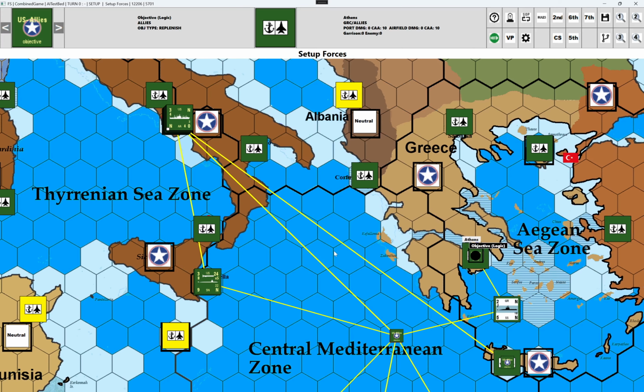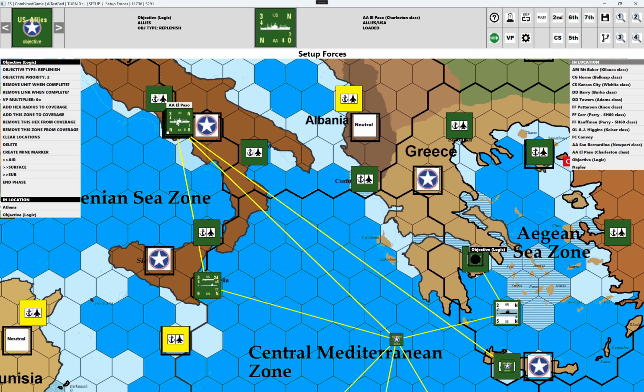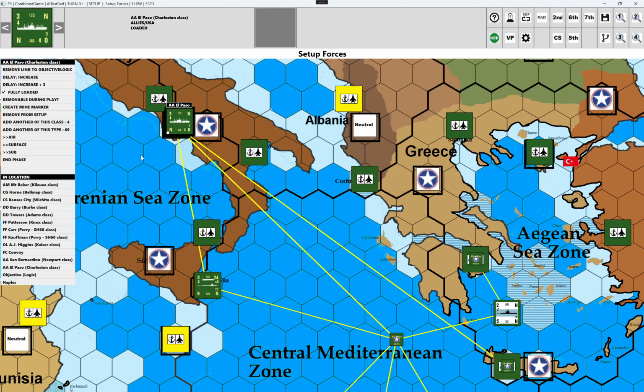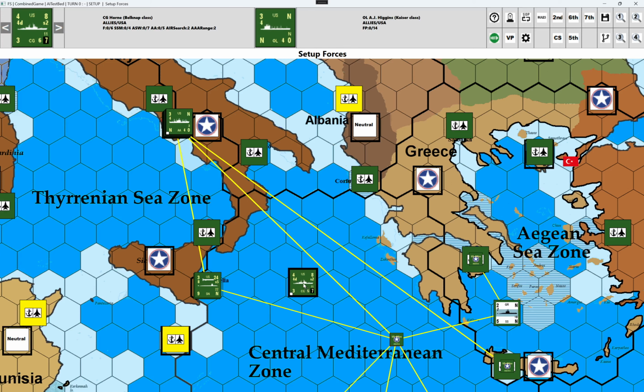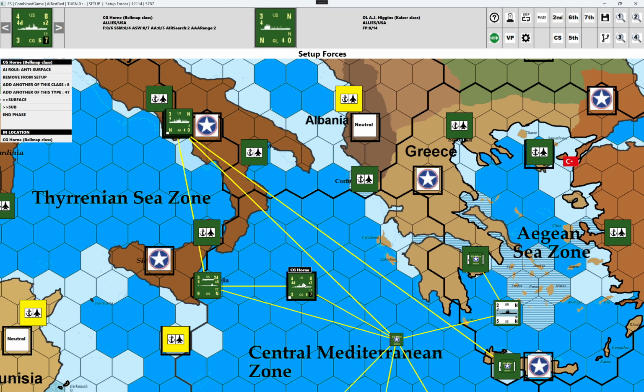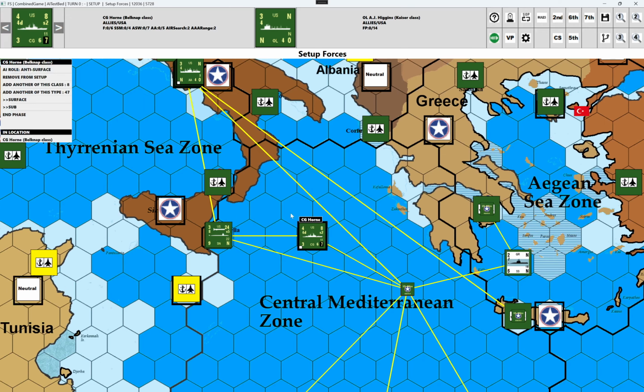Let's see, I think that's about it. Oh yeah, the AA. I added in some AA ships, which have to go down here. I added in some warships, like the Horn, which is a Belknap class. If we look at this guy, we notice that he has a patrol, and then he has a replenishment.